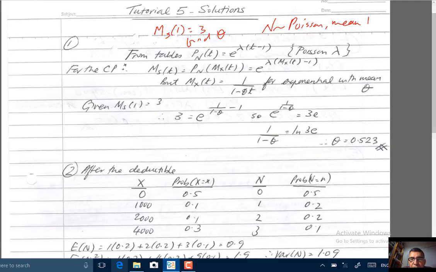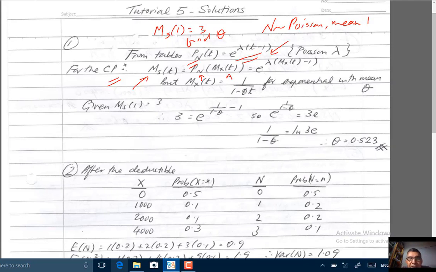From the tables we can get the probability generating function for the Poisson distribution, so that will be e to the power of lambda times (t minus 1). Now we need that because for the compound Poisson, the moment generating function for S, the aggregate distribution, is obtained by plugging the moment generating function of X into the probability generating function of N. So just plug in MX(t) inside here.